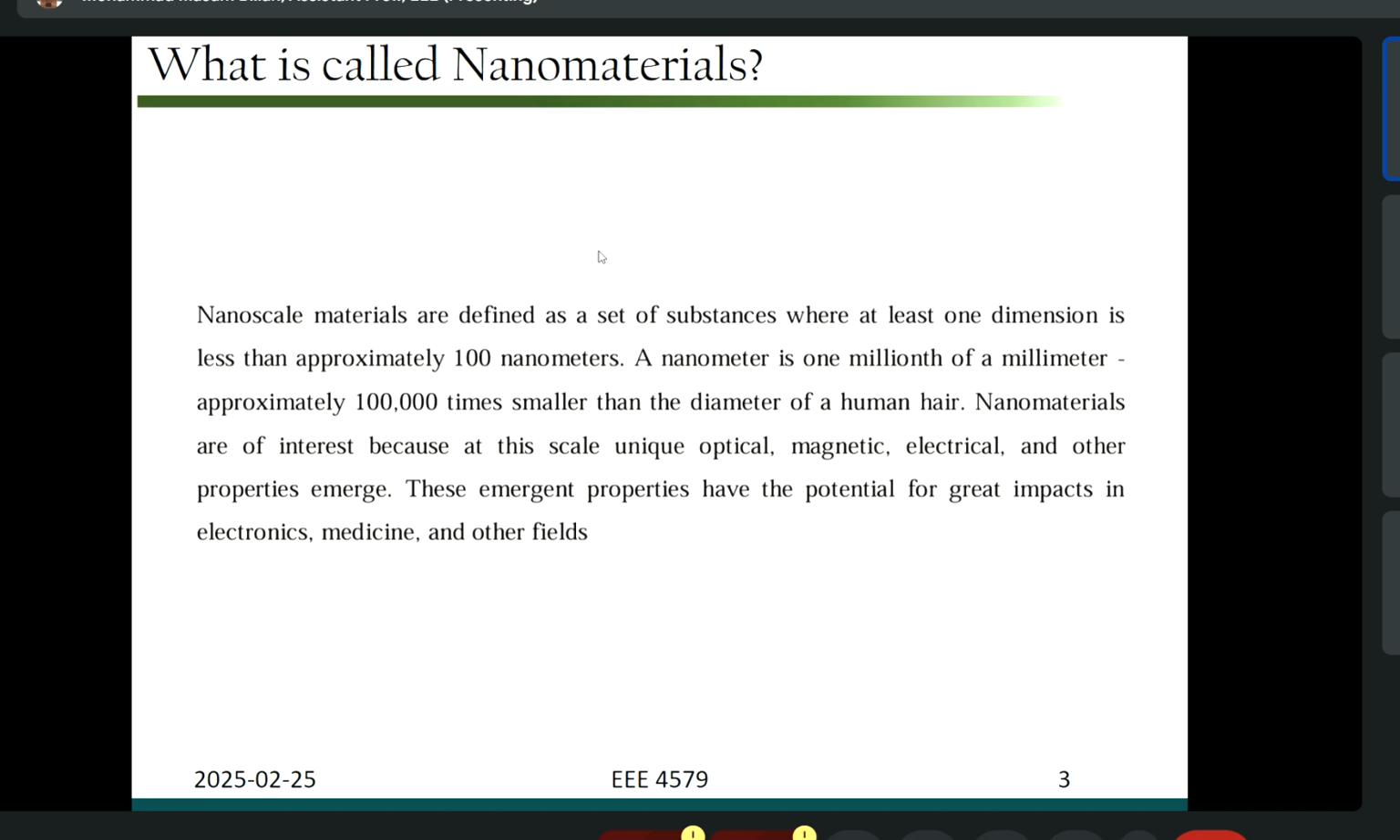So this is the definition. You may have different definitions in the book, but the main objective is that a critical dimension should be less than 100 nanometer. Any sort of dimension, length, width or thickness, whatever, but it should be less than 100 nanometer.